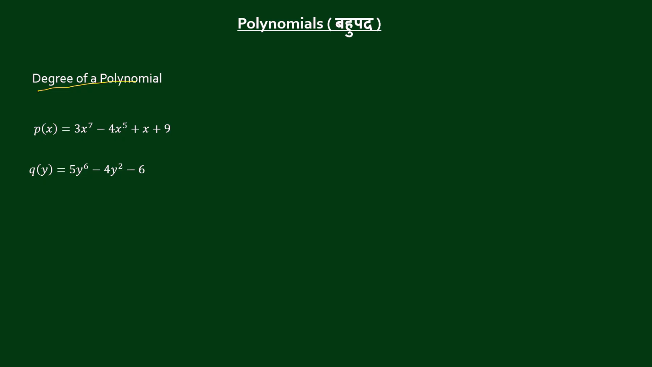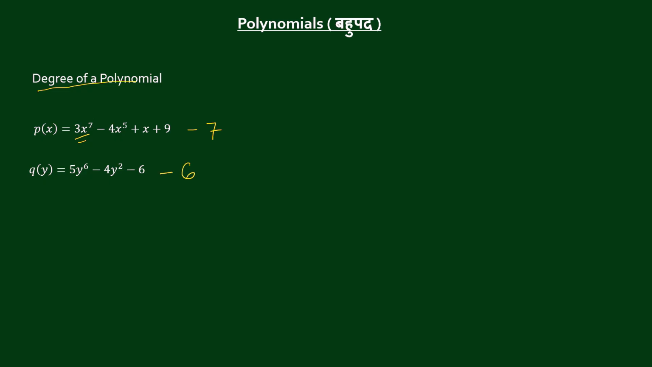यहाँ पे हम जो variable x है उसका highest power को देखते हैं. What is the highest power of the variable in this polynomial? That is 7. This is the term with the highest power. यहाँ पे जो variable x है उसका power क्या है? 7 है. Now in this polynomial the highest power of y is 6.